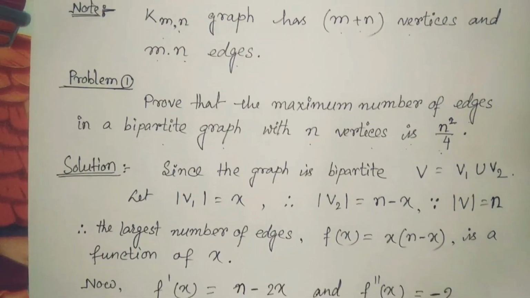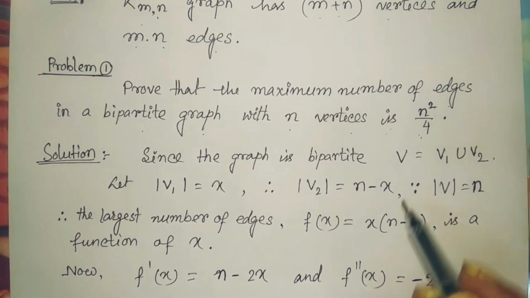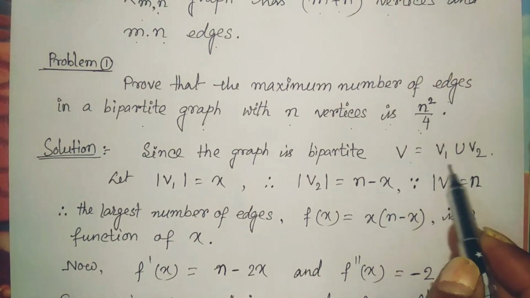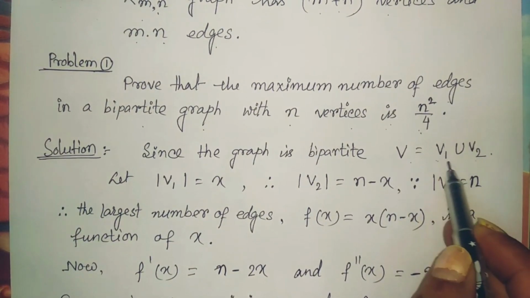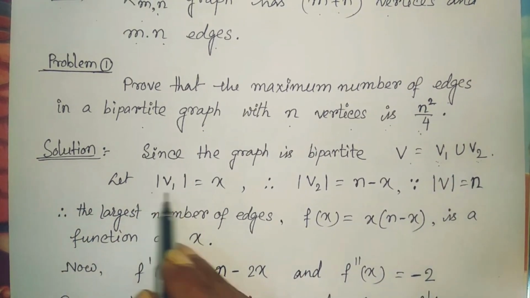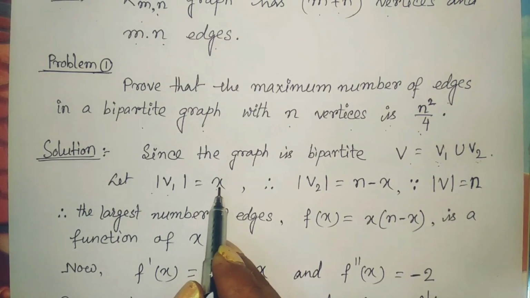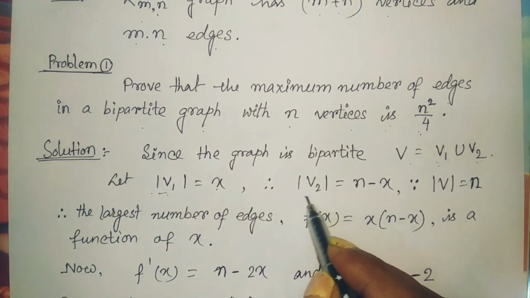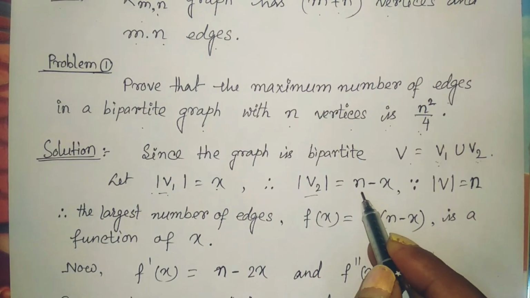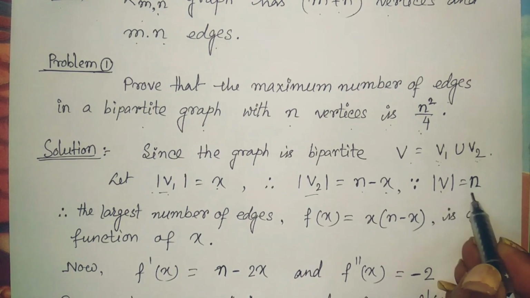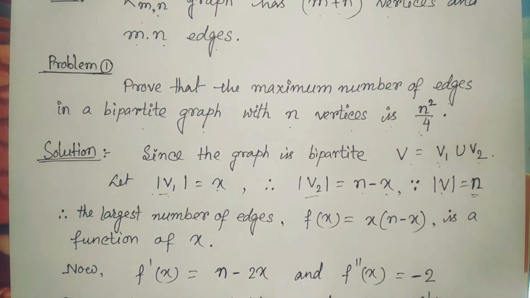We know that a bipartite graph means the entire set of vertices is the union of two subsets of vertices V1 and V2, and let the cardinality of V1 be x. That means x vertices lie in the set V1. And the V2 set then definitely contains n minus x vertices, as the V set contains a total of n vertices.